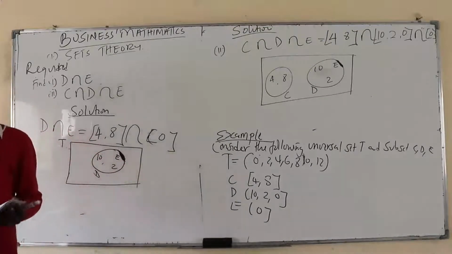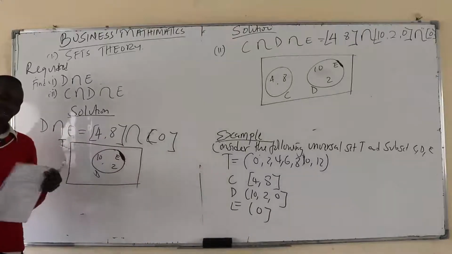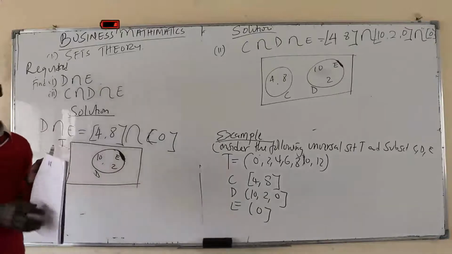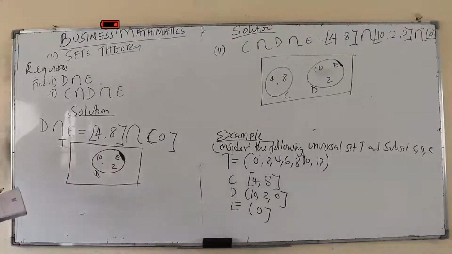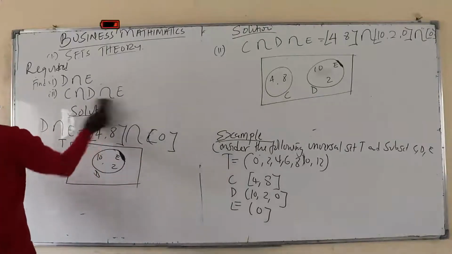These are sets we call C and D. D is the one we call a disjoint set, because they don't have any common element inside them, okay? For disjoint sets, you just draw a universal set, then disjoint elements like E.